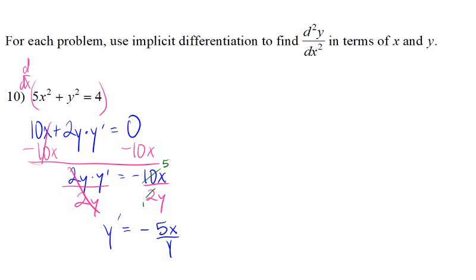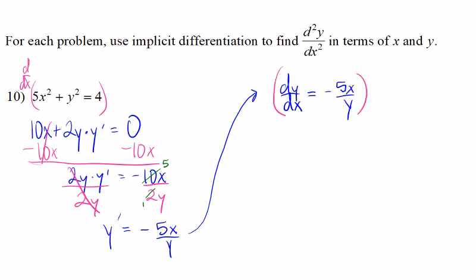That's our simplified. You don't necessarily have to simplify this because this isn't the final answer, but it's helpful to simplify now because it'll save you some work on the back end. So now what we're going to do is remember that this is dy dx that we just found, right? Y prime. And so we're going to d dx this again.